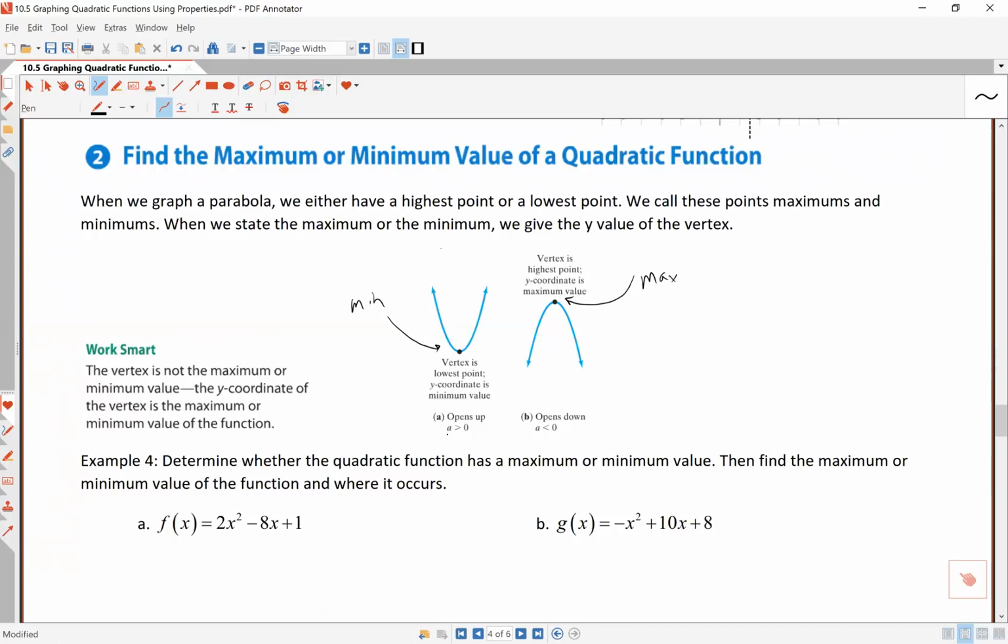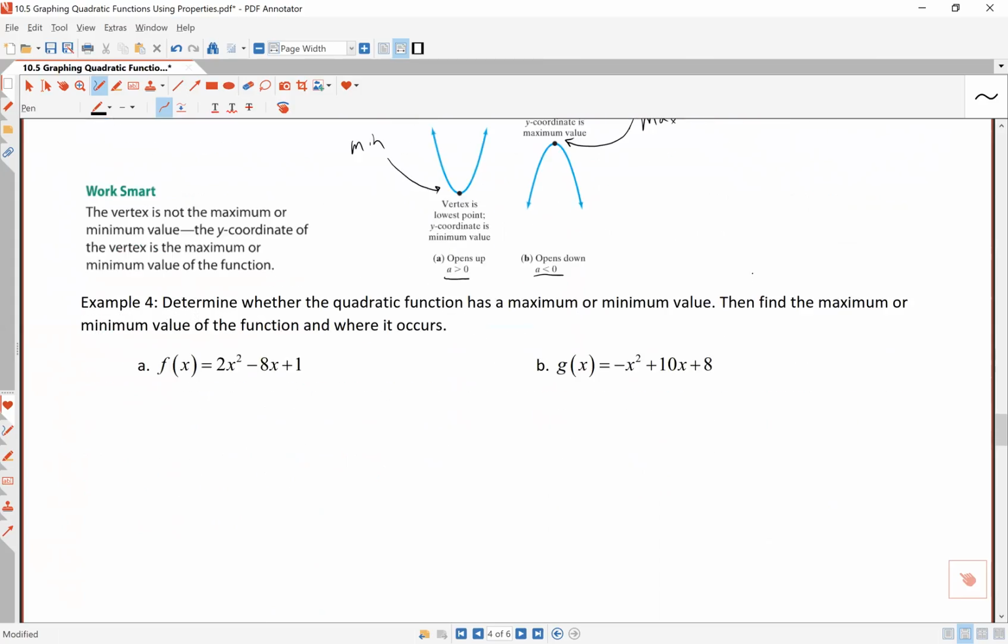We know the graph opens up if a is greater than 0, which means we'll have a minimum then, and the graph opens down if a is less than 0, and we'll have a maximum there. Remember, the vertex is not the maximum or minimum value. The y-coordinate of the vertex is the maximum or minimum value of the function.